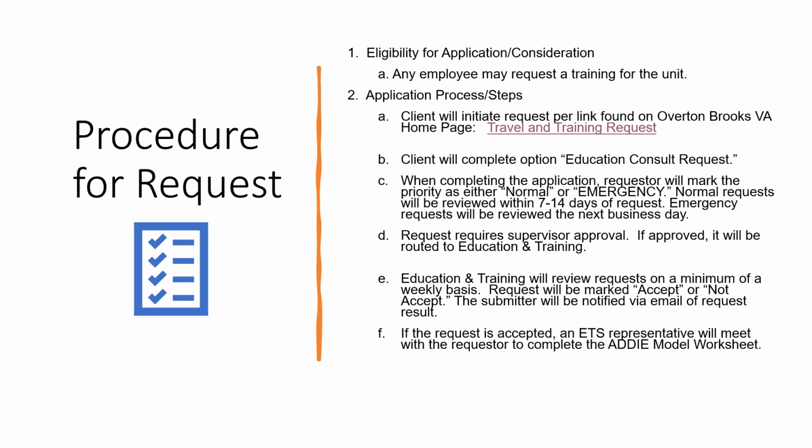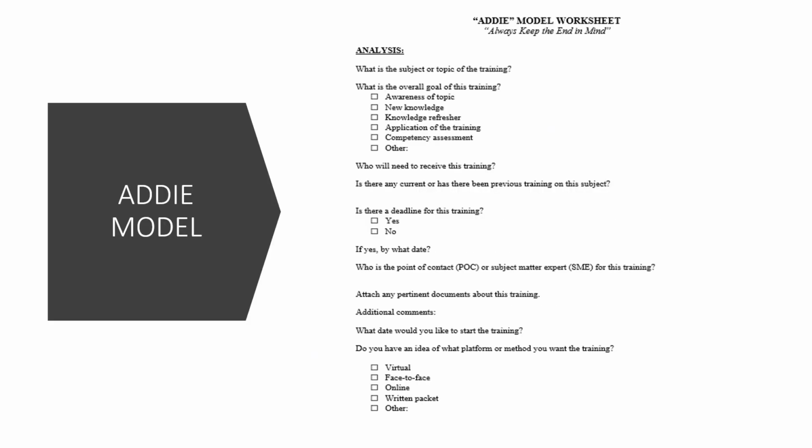If the request is accepted, a member of the Education and Training Service is going to reach out to the submitter and make contact, and then they are going to work together and they're going to complete something called the ADDIE Model Worksheet. And what ADDIE stands for is analysis, design, development, implementation, and evaluation. And the Education and Training Service member and the submitter are going to work together, and we're going to determine what is the gap of knowledge, when does this need to be done, who is the expert.